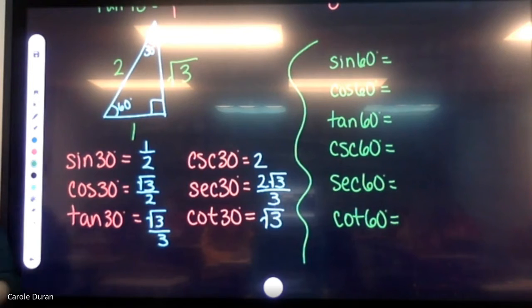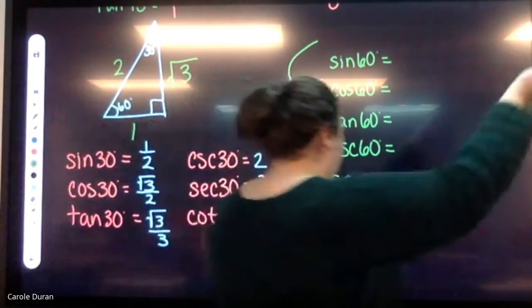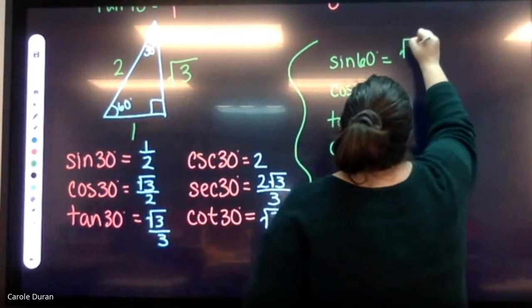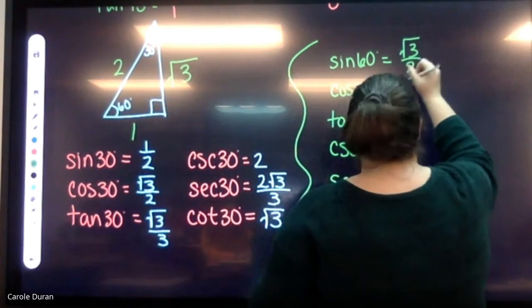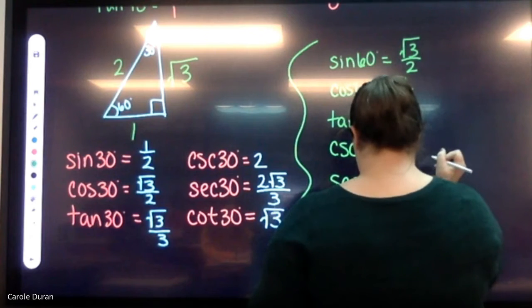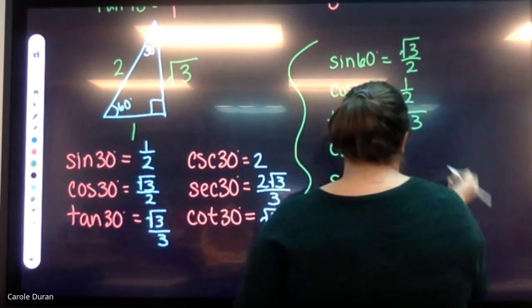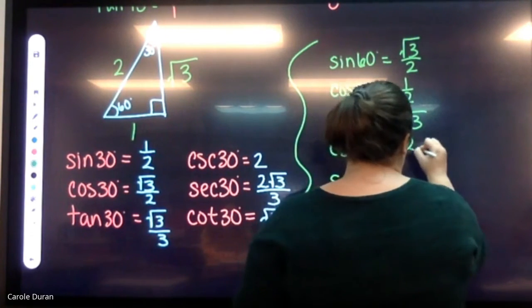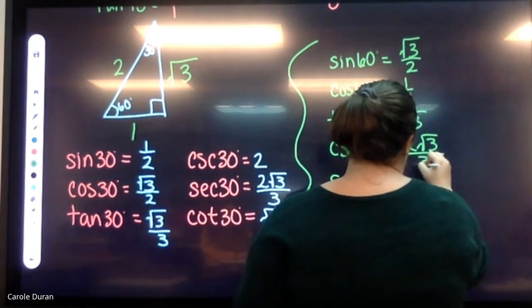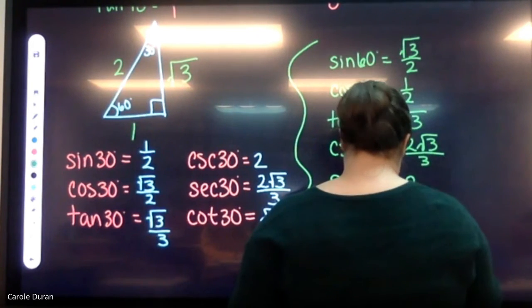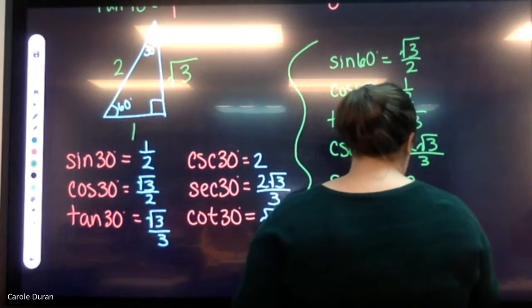Molly, go ahead and read me off your trig ratios. Okay. Square root of 3 over 2. 1/2. Square root of 3. 2 times the square root of 3 over 3. 2 and the square root of 3 over 3.